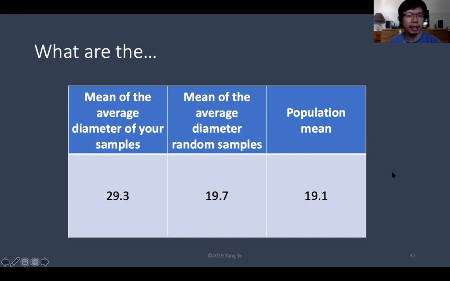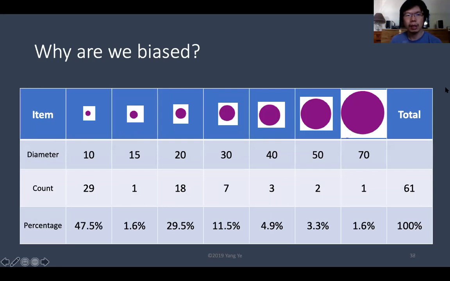Which means that humans tend to be biased when estimating what is representative based on what they see in the picture. Why are humans biased? If you look at the distribution of different diameters, the smallest diameter, which you don't really notice that much, actually has the highest count. There are 29 of those smaller diameters. There's only one of the largest, 70, two of diameter 50, three of 40, seven of 30.